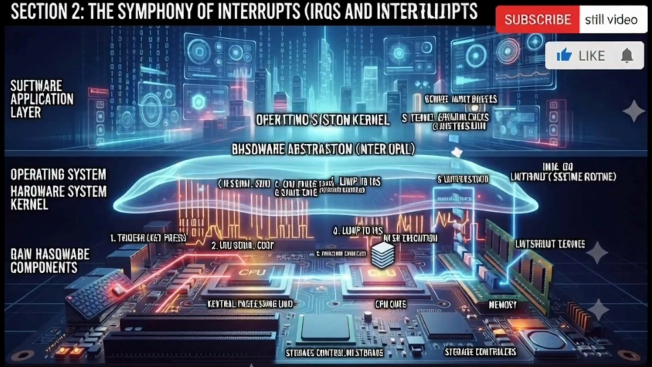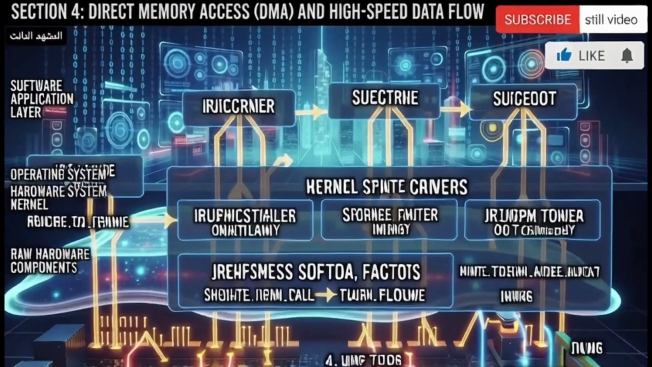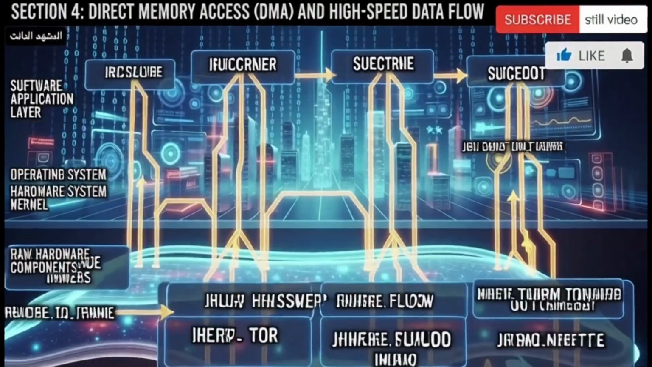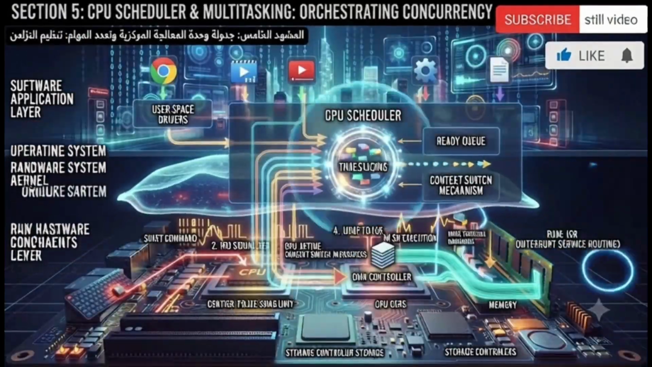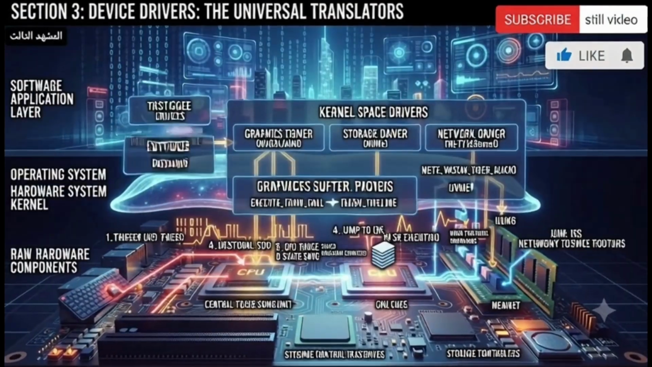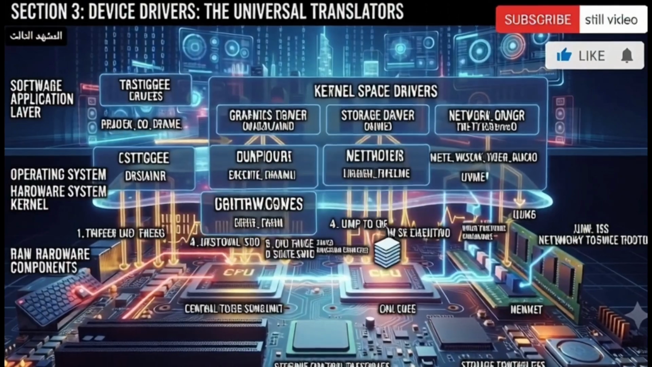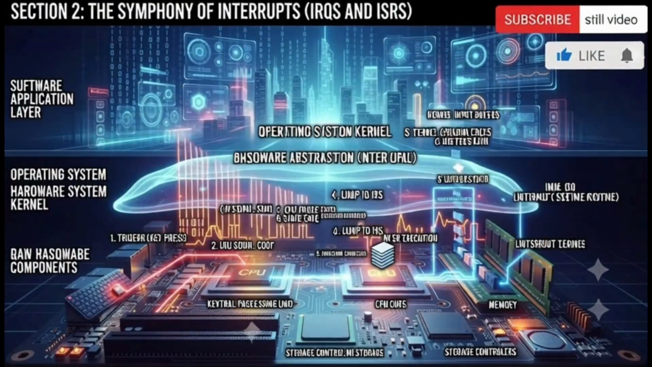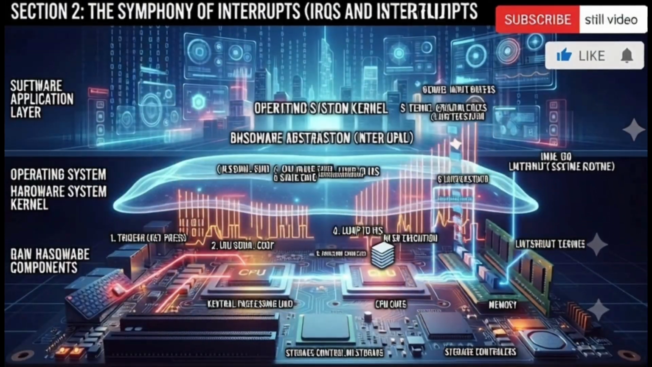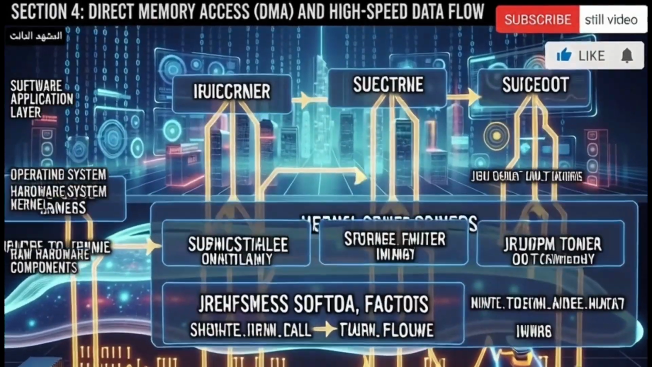3. Device drivers, the universal translators. Since the core kernel cannot possibly know the intimate internal architecture of every single GPU, sound card, or network adapter ever manufactured, it outsources this communication to device drivers. Kernel space versus user space. Drivers often run directly in kernel space for maximum performance and hardware access, though modern architectures safely sandbox some drivers in user space to prevent system-wide crashes.